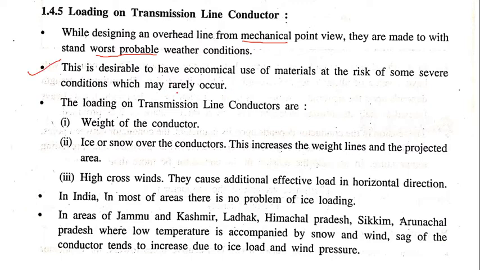Okay. The loadings on the transmission line conductors are: first, the weight of the conductor; second, the ice or snow on the conductor, which increases the weight of the line and the projected area also. And the third, the high cross sectional wind area, so wind pressure is also there on the conductor, and it causes an additional effect on the load in the horizontal direction also.